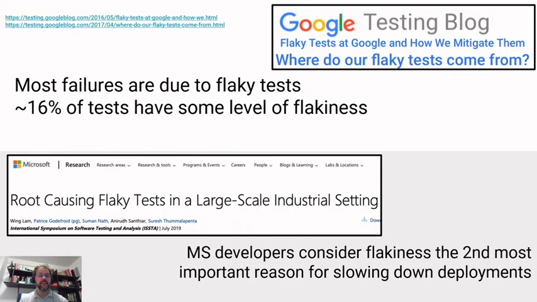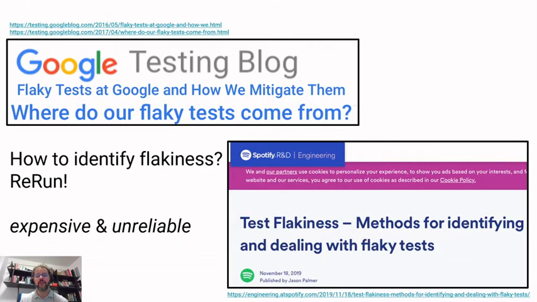Indeed, test flakiness is a well-known problem in the industry. For instance, reports from Google state that most of their test failures are due to flakiness, and that almost 60% of their tests have some level of flakiness associated. A survey with Microsoft developers found out that flaky tests are considered to be the second most important reason for slowing down software deployments.